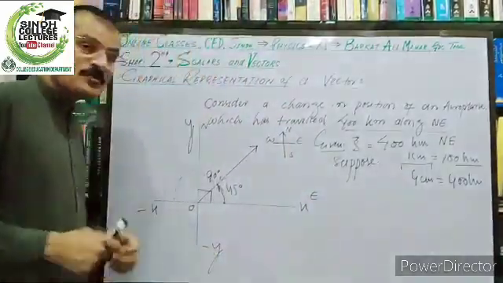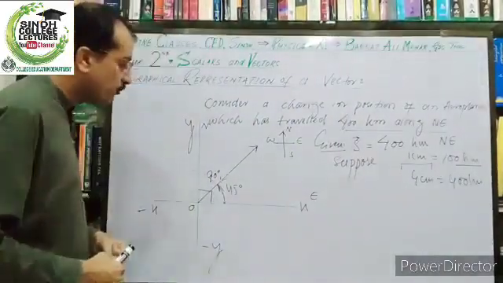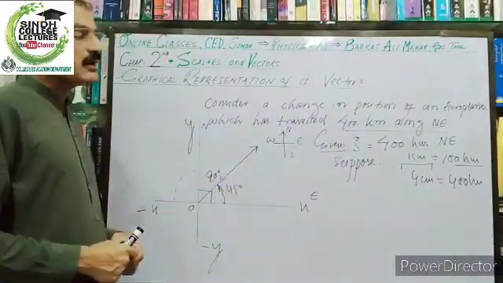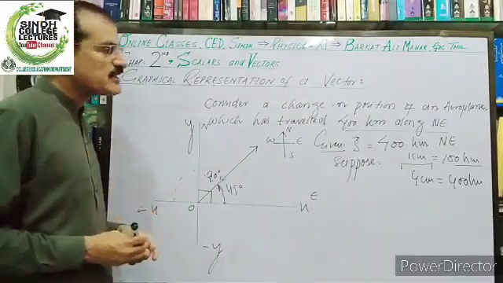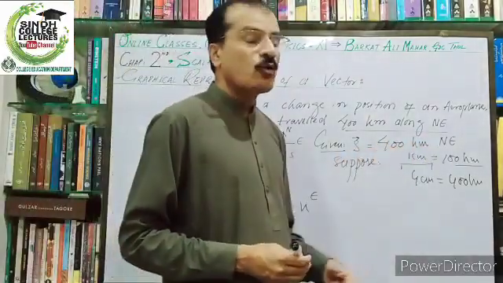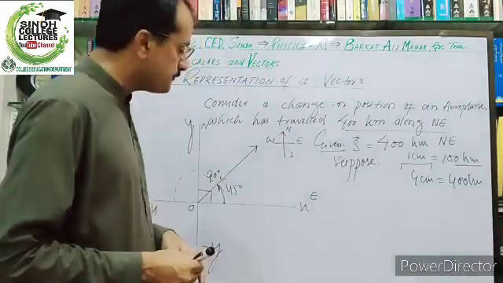So I hope you will continue the practice. Now I have drawn a vector and shown you that this is the vector of displacement which indicates 400 km along northeast.